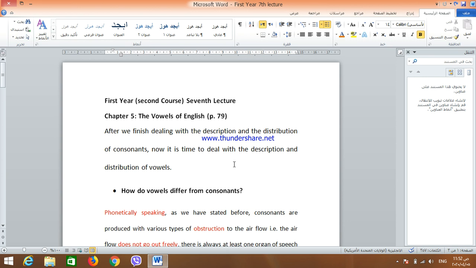Actually, sounds in English are divided into vowels and consonants. Up to this point, we've been dealing with consonants, the description and distribution of consonants. Now we have a major transition to the description and distribution of vowels.